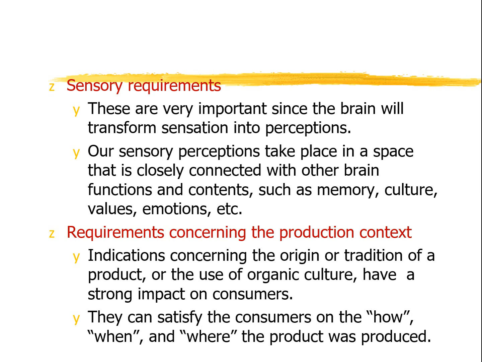And the other requirements concern the product production context, just like the origin or tradition of that product and the use of organic culture. For example, some consumers like organic food and therefore the product should mention how, when and where the product was produced.